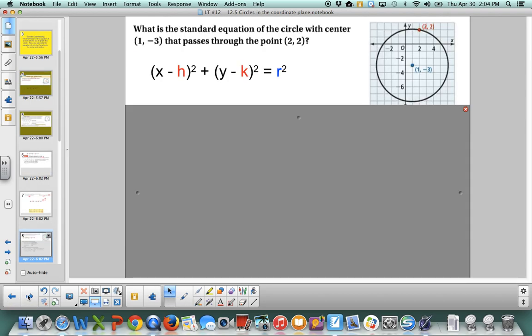All right, let's go to the next one. What is the standard equation of a circle with the center at 1, negative 3 and passes through 2, 2? So here we have the center. Here's where it goes through. If I connect these with the line segment, that's going to be my radius.